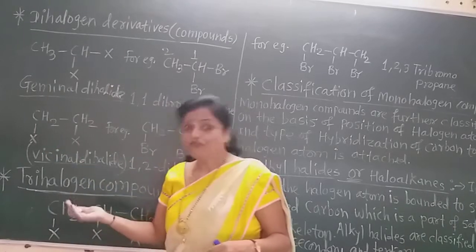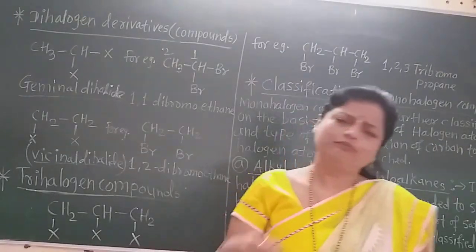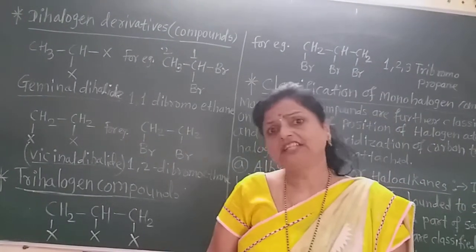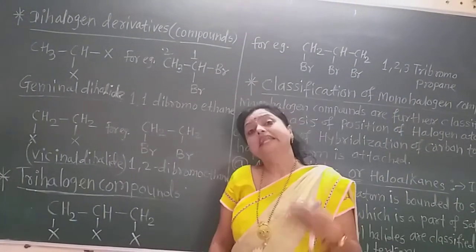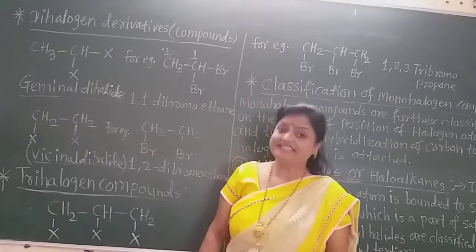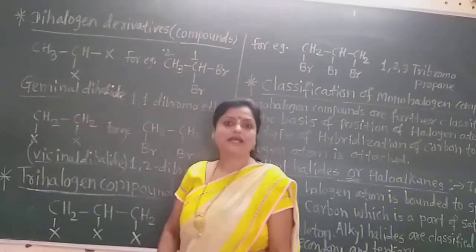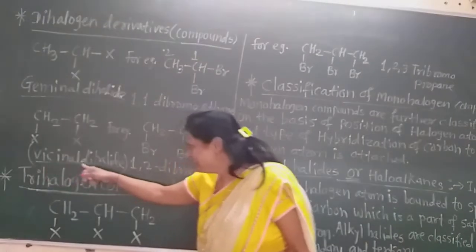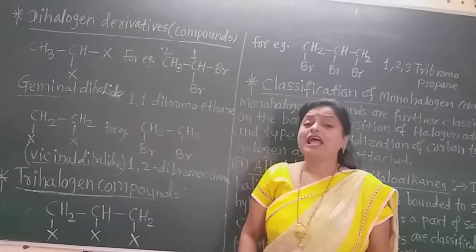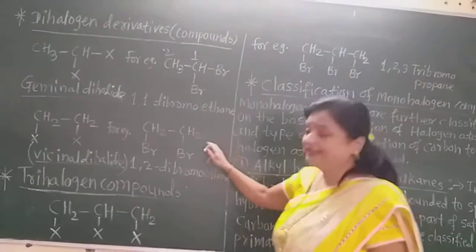are neighboring, which are adjacent. These three words have the same meaning: adjacent carbon, neighboring carbon, or carbons in the vicinity. So the dihalide, di means two. Such a type of dihalide is called a vicinal dihalide. Remember that. And the best example I have taken here.